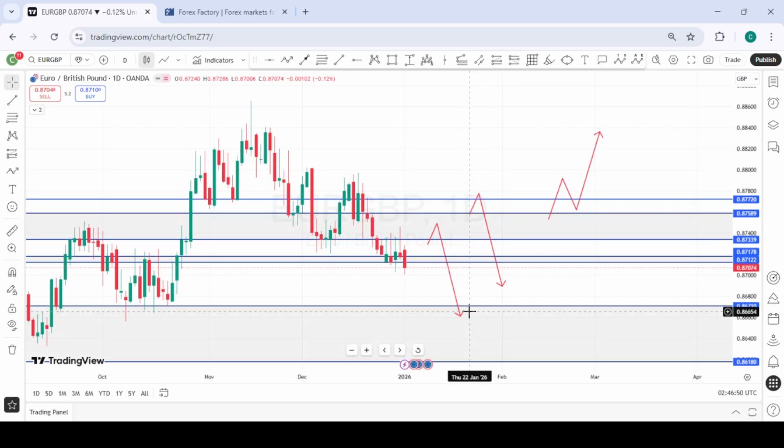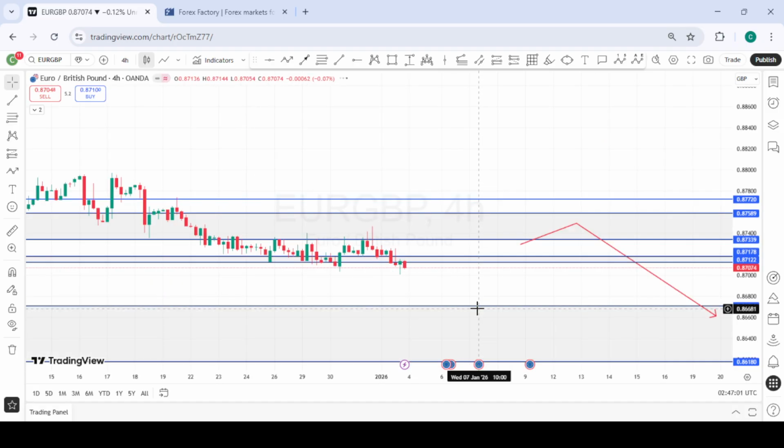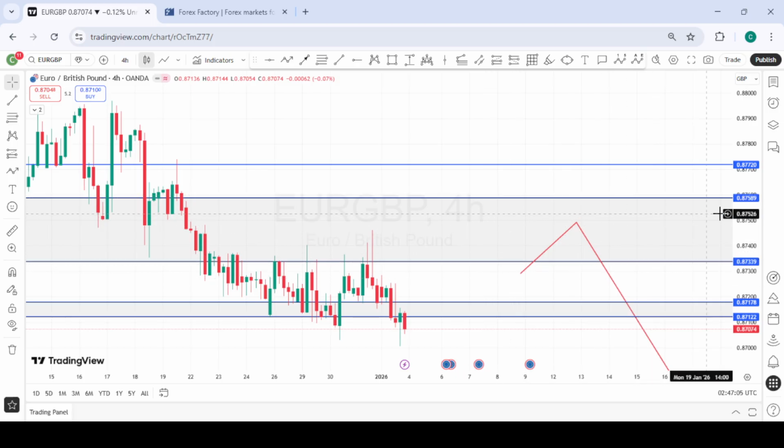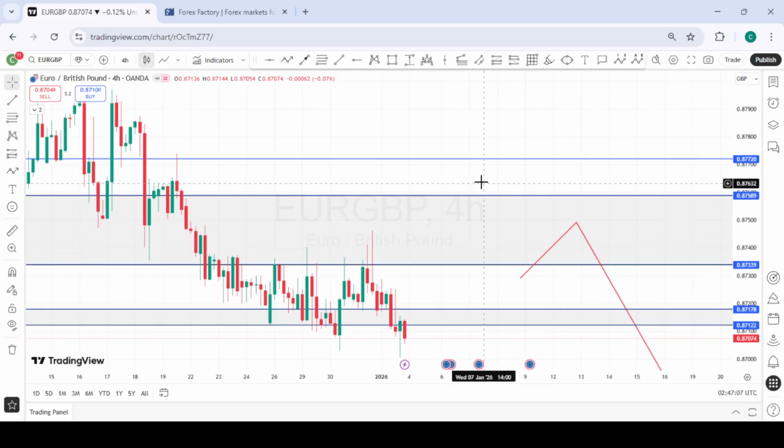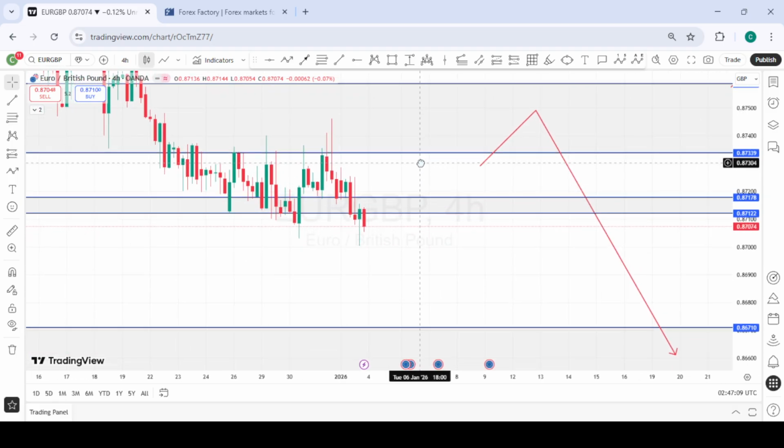We have here EURGBP. So last week we anticipated that price was going to pull back into this area of interest to give us selling confirmations. Price actually pulled back, but we didn't get any clear entry opportunity for this sell. So going into next week, we'll be looking out for this pullback, a possible lower high formation right here.